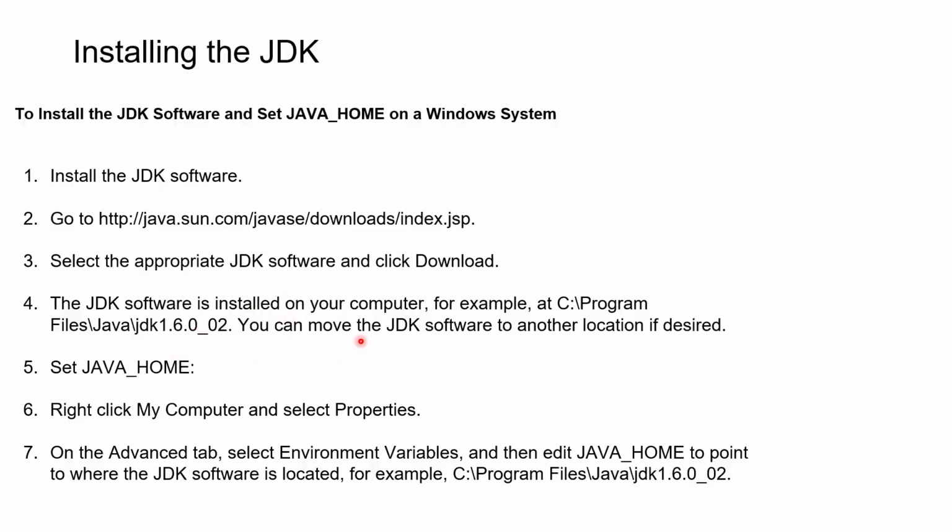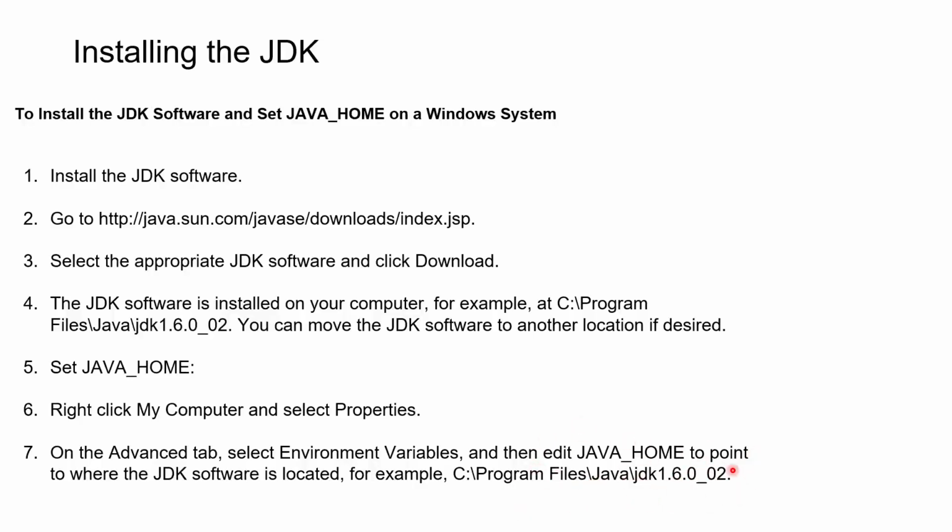So any applications or any other tools that use Java will know where to look for Java right away. So we're going to set this location to Java Home. This is an environmental variable. In order to set this, you can right-click on My Computer on the Windows desktop, go to the Advanced tab, select Environmental Variables, and then edit Java Home, and point to where the JDK software is located. In this example, again, this is where we installed the Java Development Kit.